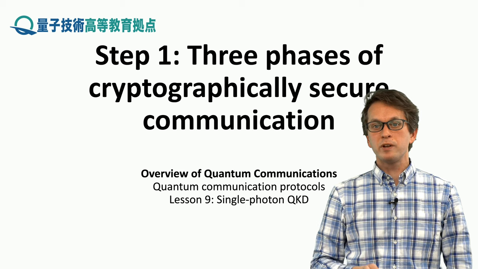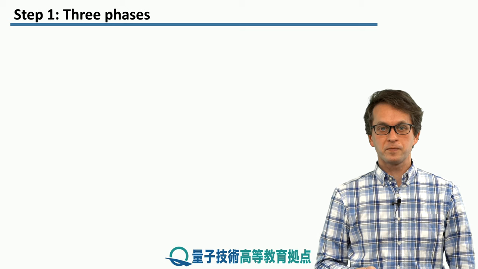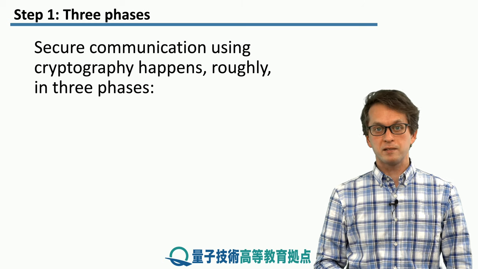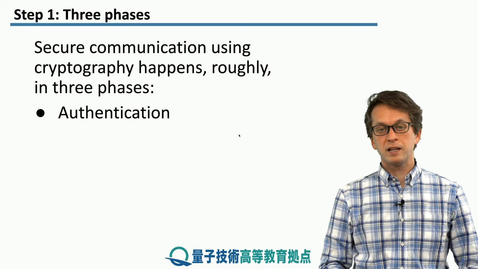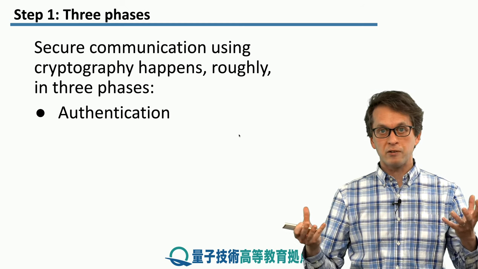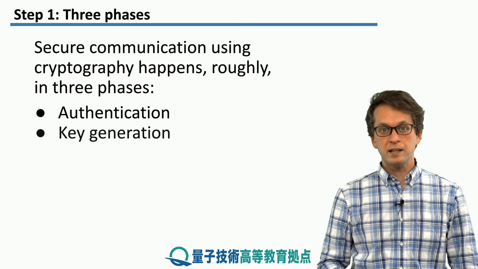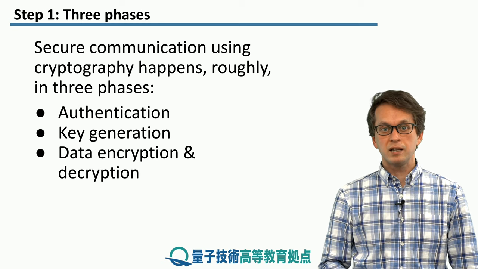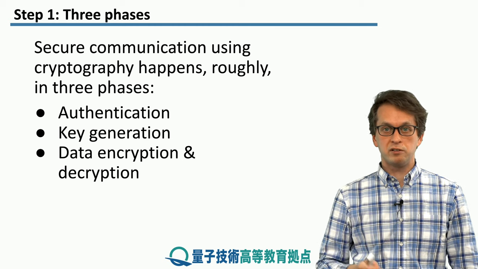So step 1, what are the 3 phases of cryptographic secure communication? Secure communication proceeds roughly in the following 3 phases. First, the parties need to authenticate each other, meaning that they identify to each other that they are really the parties that they want to communicate with and not somebody else. Then they have to generate a key that they will use for encoding their message. After the key is generated, they can encode their message and encrypt their data, send it to the other party where it will be decrypted.